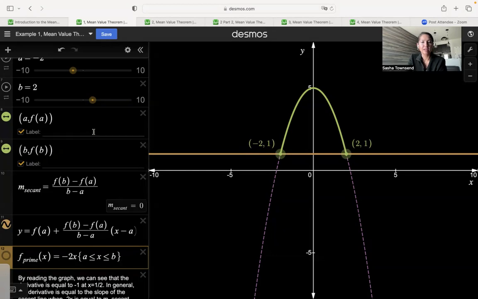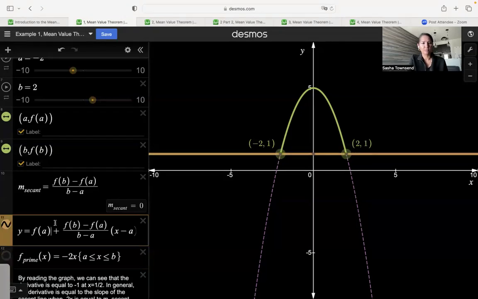And the theorem says that because this function, which is just a quadratic function, is continuous and differentiable on the interval of interest, this interval from -2 to 2, then there's at least one x value on the interval where the slope of the tangent line is equal to the slope of the secant line, or alternatively, the instantaneous rate of change of the function is equal to the average rate of change of the function. So basically, I'm just looking for an x value where the tangent line is parallel to this one, and this line happens to be horizontal.